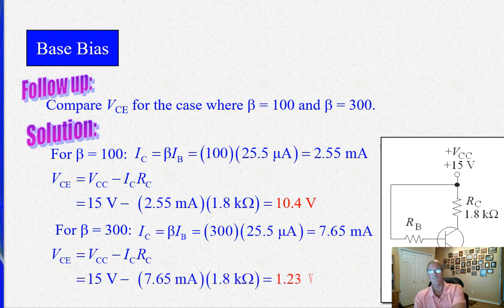And a smaller VCE. What might be interesting here is the nonlinearity. Notice that we're tripling beta, which would make you think that the collector current should go up by 3. So you just take 2.55 times 3. I'm not so sure that's what this works out to be. Maybe it does. I don't know. Usually it's not very linear.